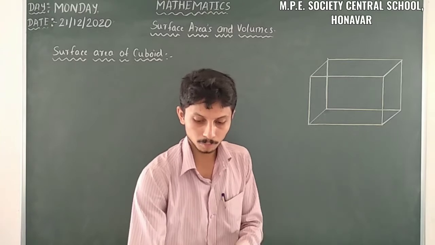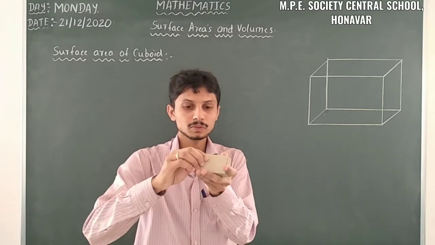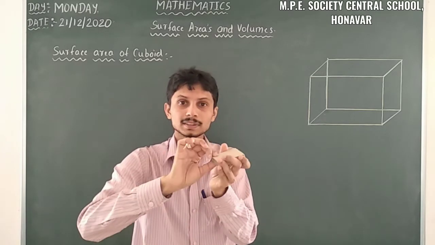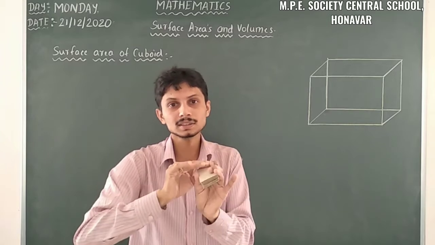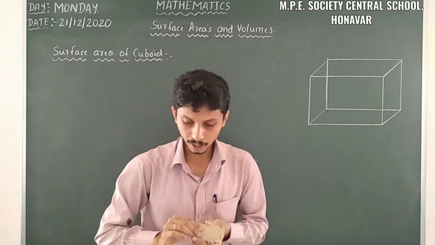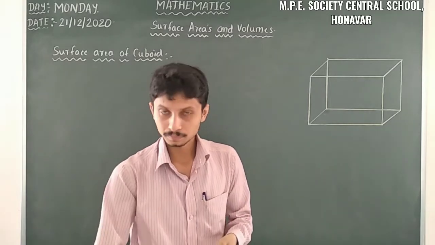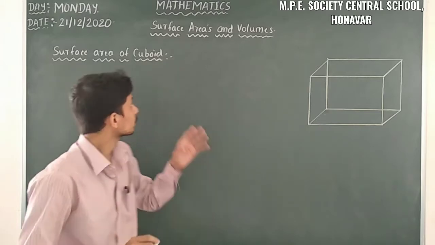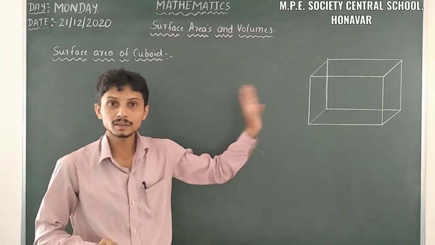Here we have the cuboid, and we have to find out the total surface area of this cuboid. So that one we have to find out here. We have to take the surface area of this cuboid.